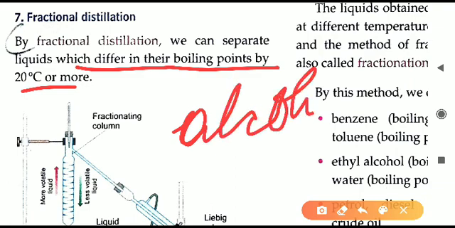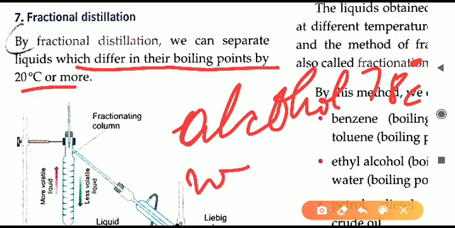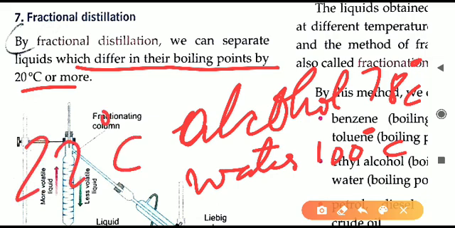it can boil at 78 degrees Celsius, and water it can boil at 100 degrees Celsius. If we see the difference 100 minus 78, that is 22 degrees Celsius. So difference कितना हो गया? More than 20 हो गया. If the difference is more than 20, then yes, we can separate this mixture by fractional distillation.